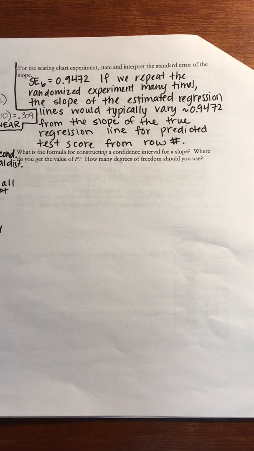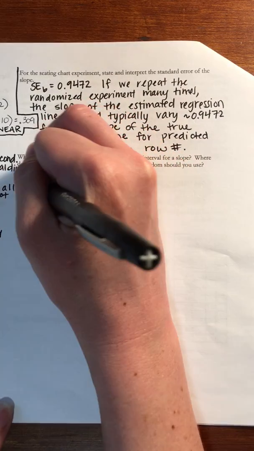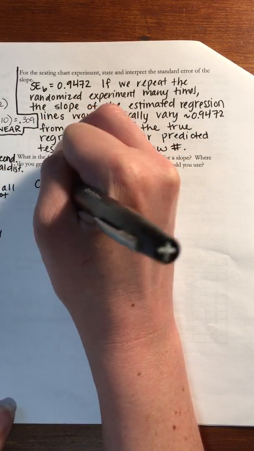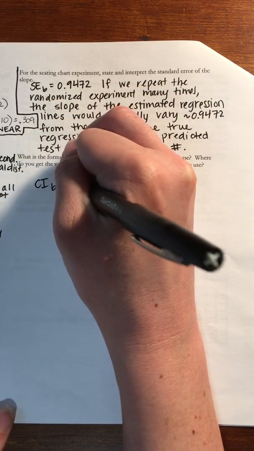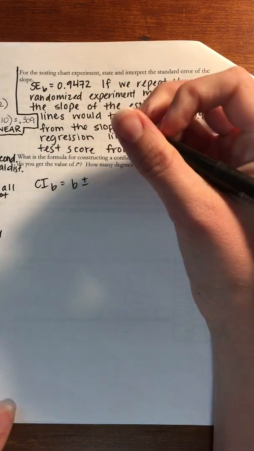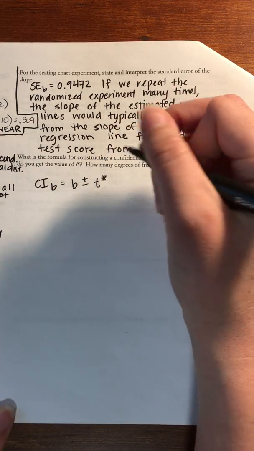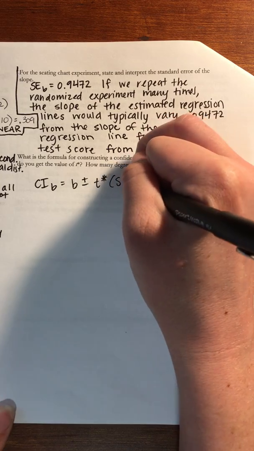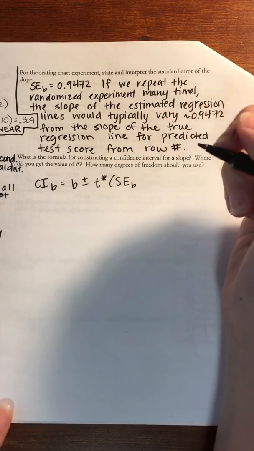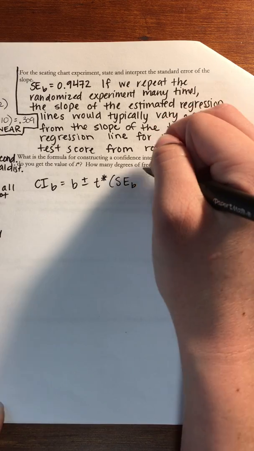All right. What is the formula for constructing a confidence interval for slope? Where do you get the value for t star, and how many degrees of freedom should you use? A confidence interval for beta is equal to b plus or minus t star times the standard error of b, which we wrote the formula for on the previous page, so I'm not going to write it again.